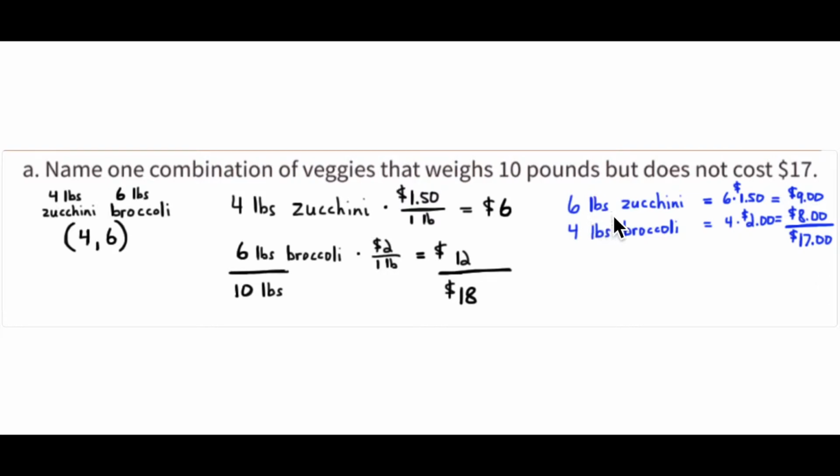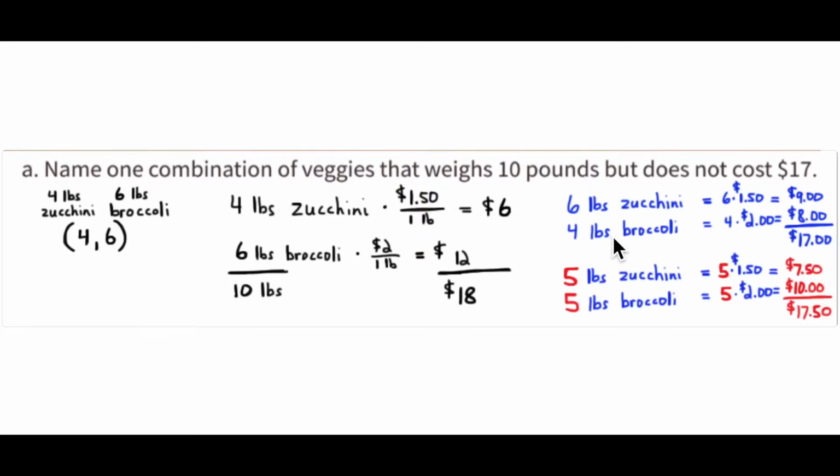So if I go from 6 pounds of zucchini and 4 pounds of broccoli, that costs $17. So now I'm going to trade. I'm going to go to 5 pounds of zucchini, and I'm going to add a pound of broccoli to 5 pounds of broccoli. So I'm keeping this at 10 pounds, but notice what happens to the cost. As I subtract a pound of zucchini, this goes down $1.50, from $9 to $7.50.